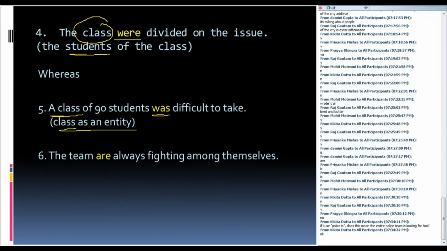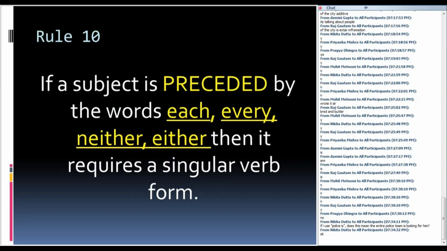If you say the team are always fighting among themselves, then you're talking not about the team as a whole, but you're talking about team members, individual team members. So depending on what your intention is, it can become singular. It can become plural also. Collective nouns can become plural also. Right? This was rule number 9. Now let's come to rule number 10.